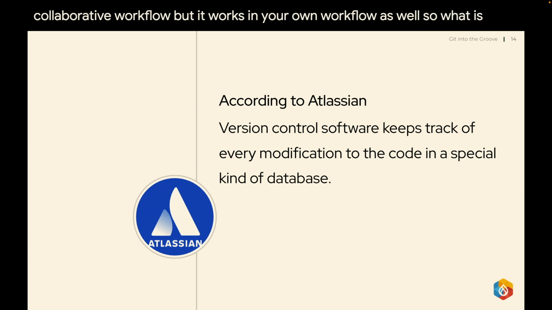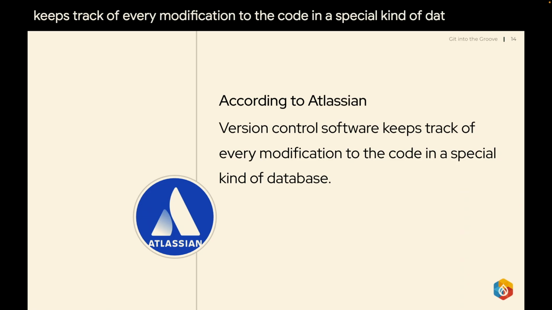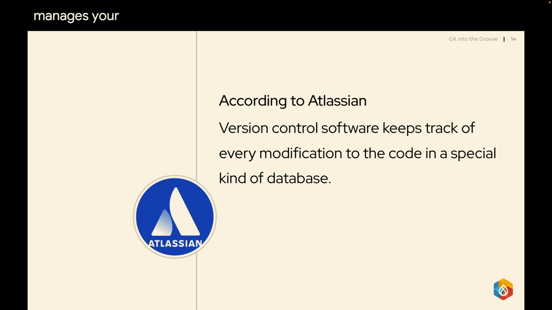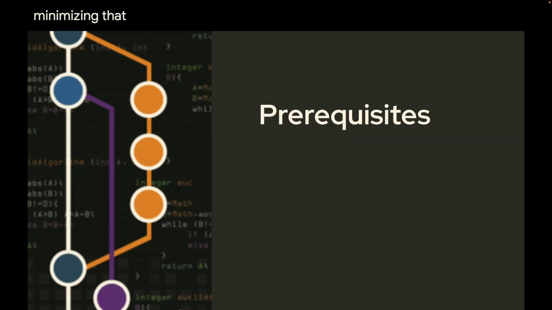So what is version control? And I stole this right off of Atlassian. Version control software keeps track of every modification to the code in a special kind of database. It manages your code over time. If mistakes are made, or when mistakes are made, right? Developers and project managers can roll back to previous versions, minimizing that downtime.